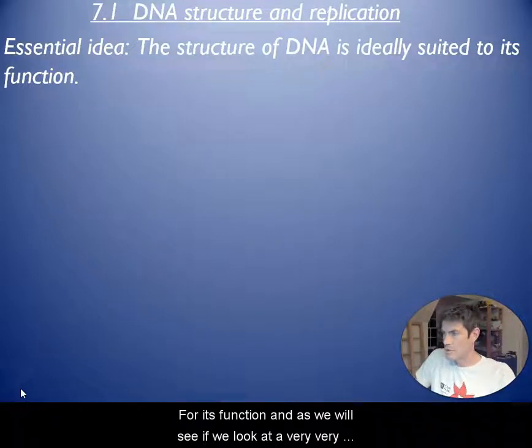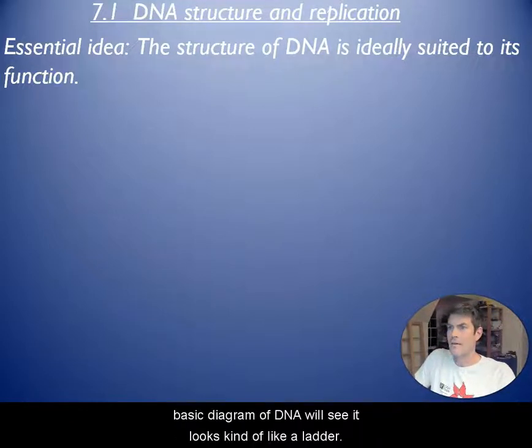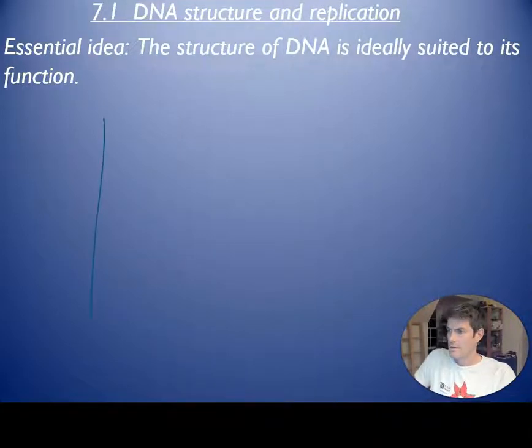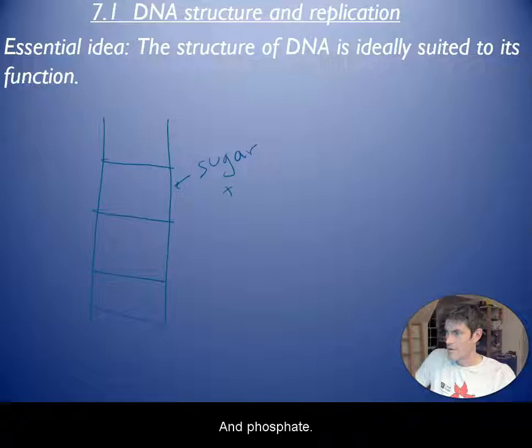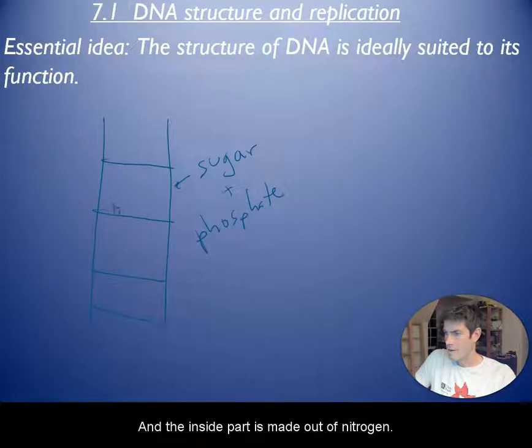And as we will see, if we look at a very, very basic diagram of DNA, we'll see it looks kind of like a ladder with rungs in the middle. These outside parts are made out of sugar and phosphate, and the inside part is made out of nitrogen bases.